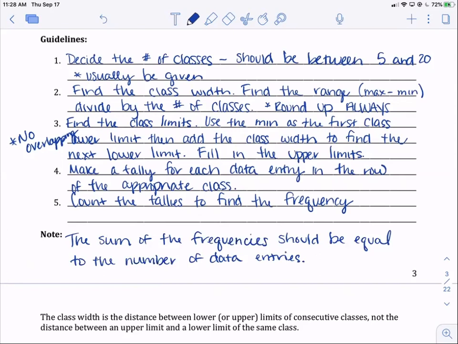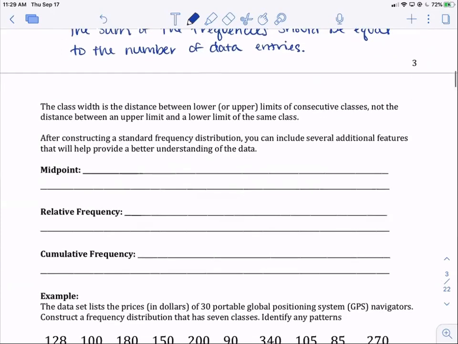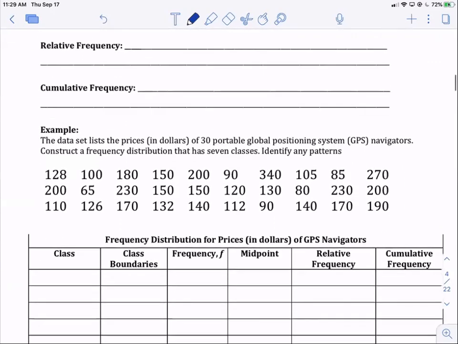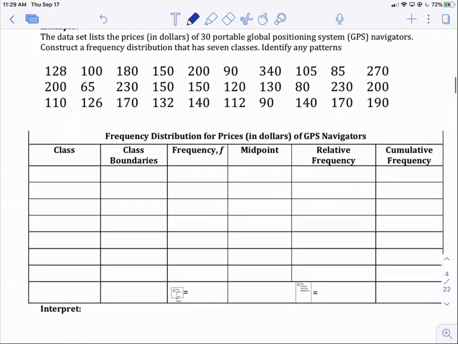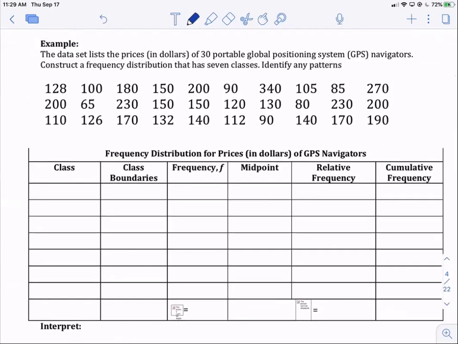Okay, so we're gonna work on making our frequency distribution. I want to get through this second page, okay? As long as we can get through this, we'll be good. So we're going to just start off with this table at the bottom, and we'll come back and get those definitions as we get to that column. Okay, so starting with the class, we have our data set, lists the prices in dollars of 30 portable GPS navigators, construct a frequency distribution that has 7 classes, and identify any patterns.